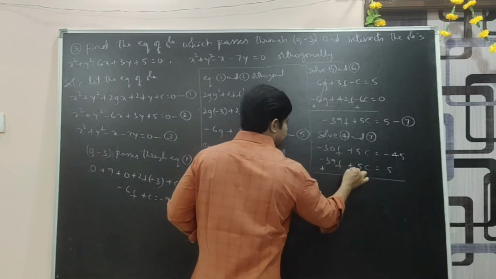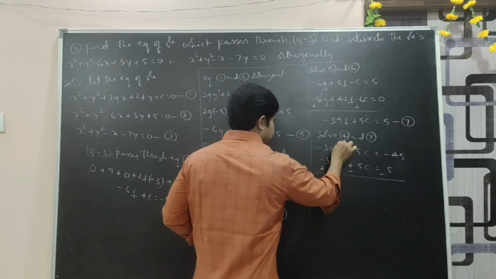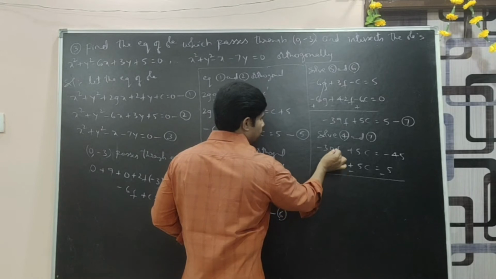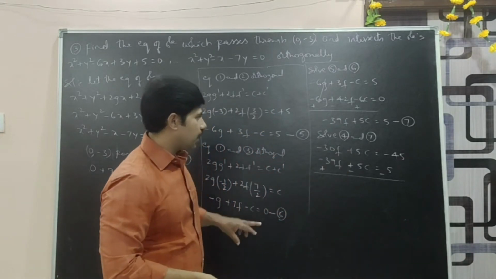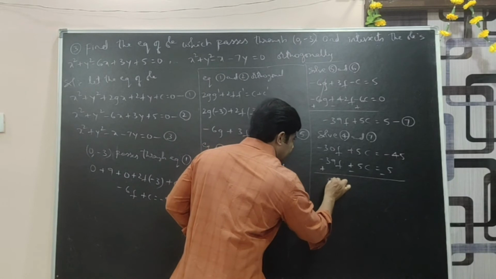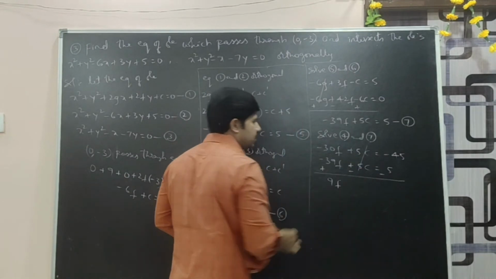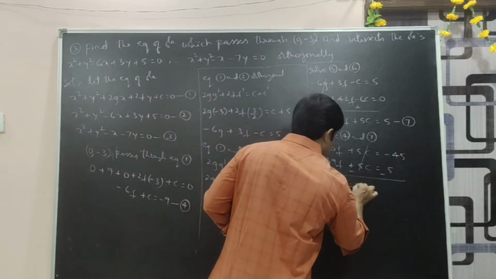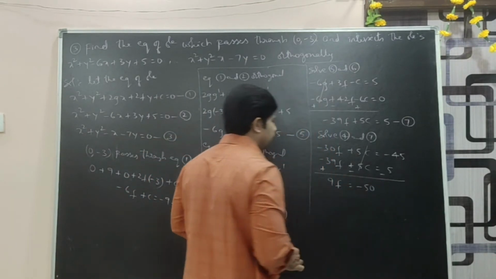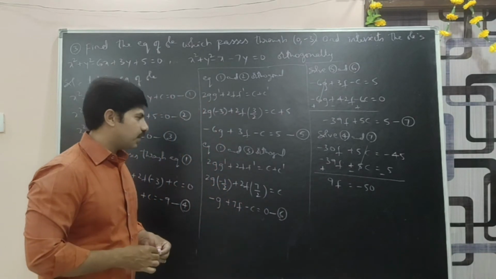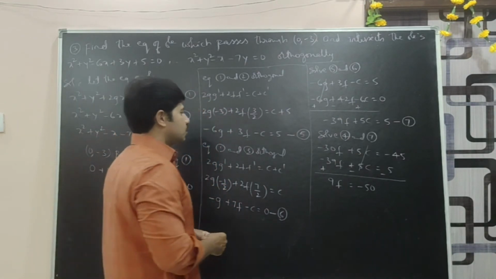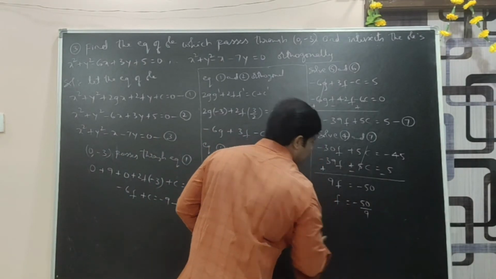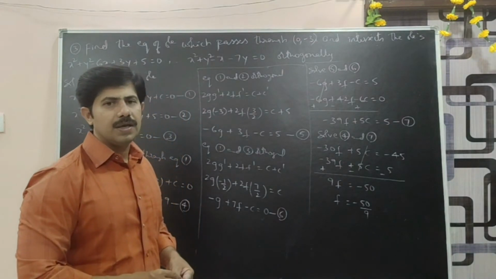Now we will subtract, so that we will change the signs. Minus 30f, so plus 39f minus 30f. Plus 39 minus 30 is nothing but 9f. 5c, 5c we can eliminate. Minus 45 and minus 5 is minus 50. So the f value is minus 50 by 9.